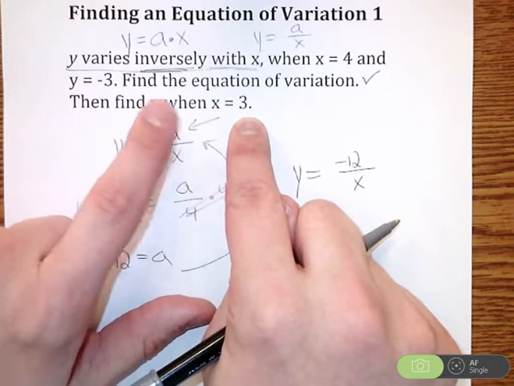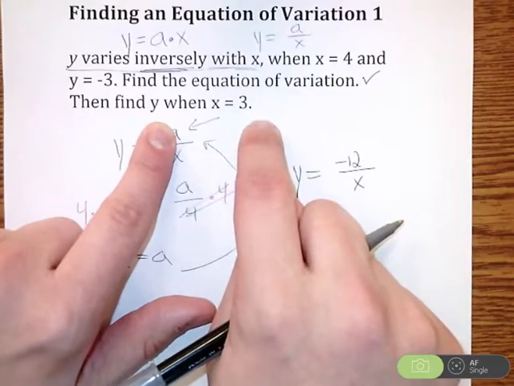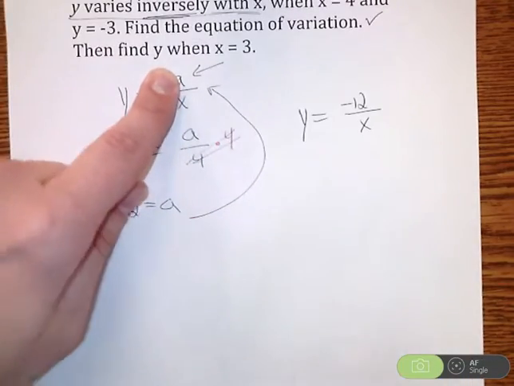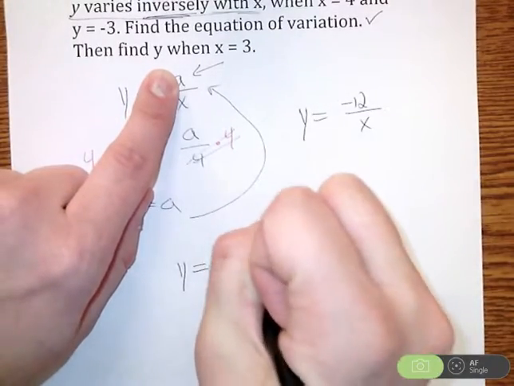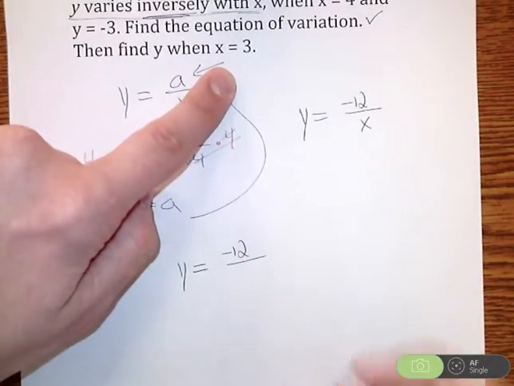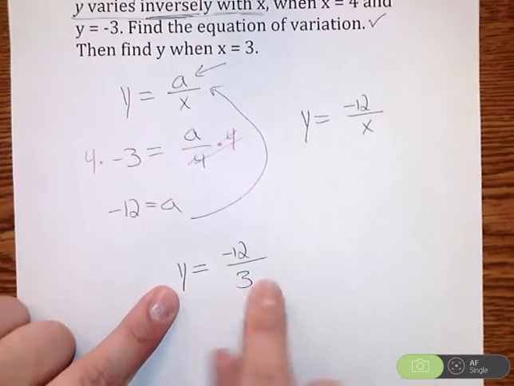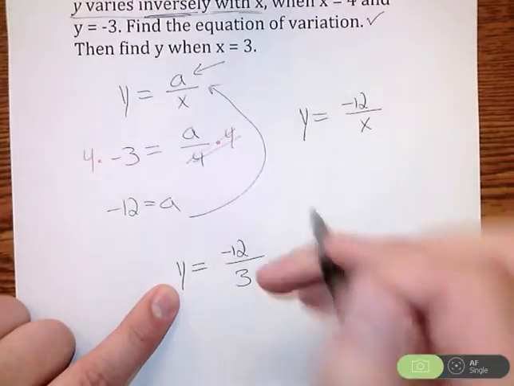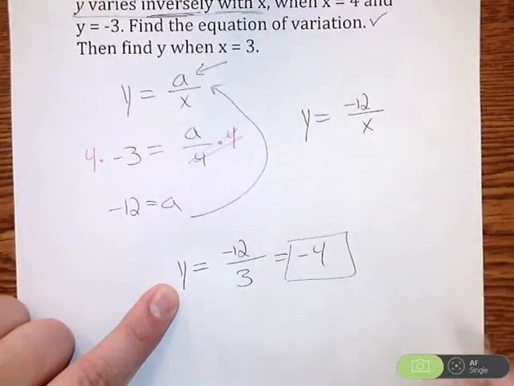Reading on, it says, then find y when x is equal to 3. Well, they want us to figure out y, but they gave us some information. They told us x is 3. So let's plug that in. I still don't know y, so I have y equals negative 12, but instead of divided by x, we're going to divide by 3. All I did is plug it in. So I just have to solve this for y. Negative 12 divided by 3 is negative 4. So y is negative 4.